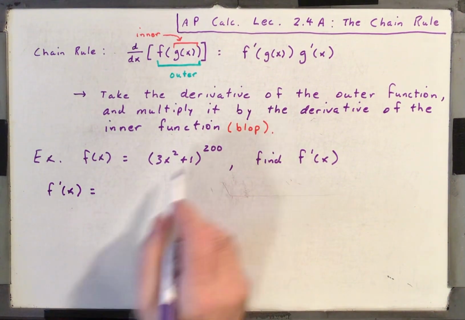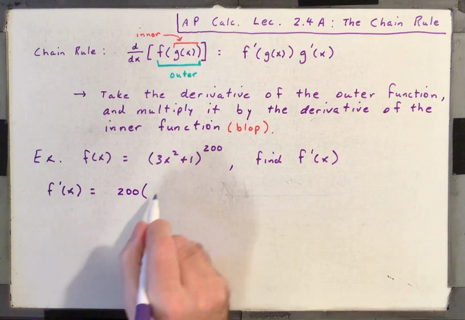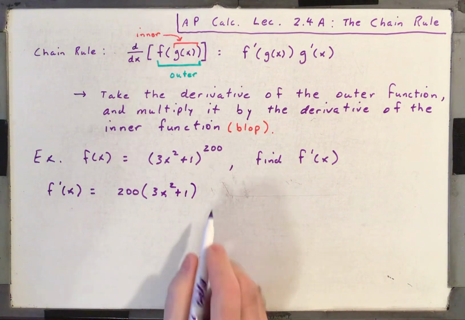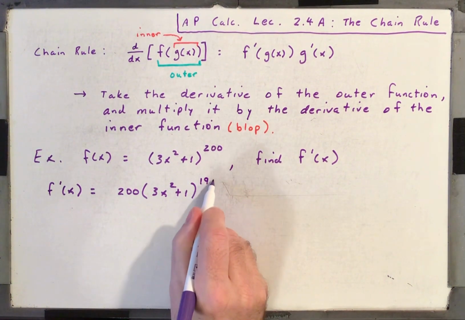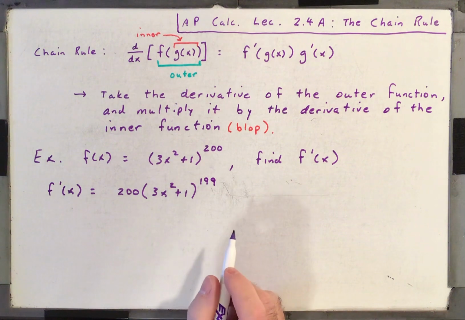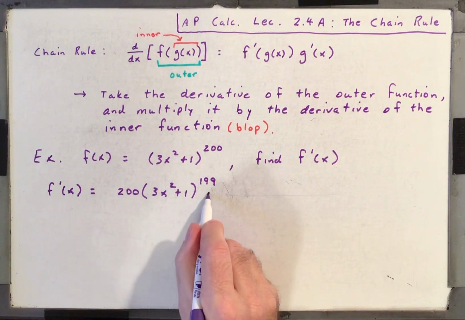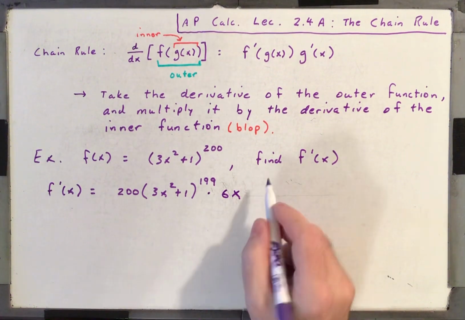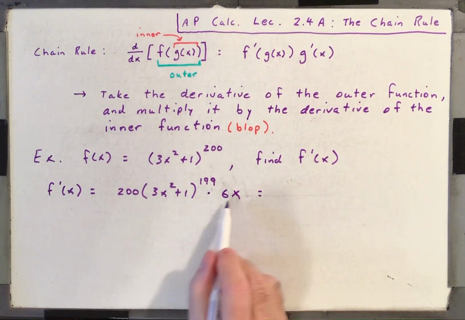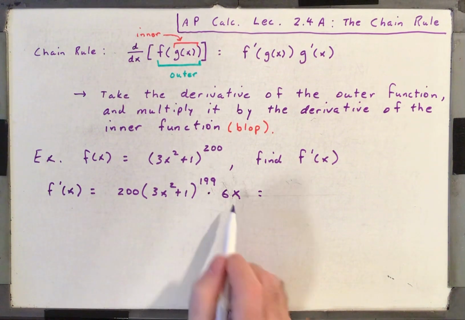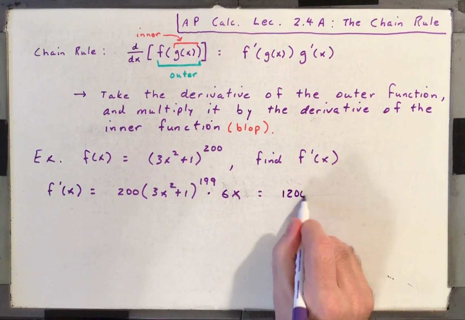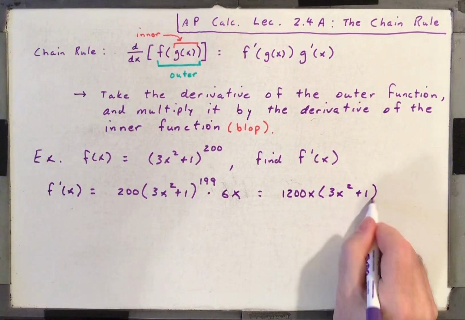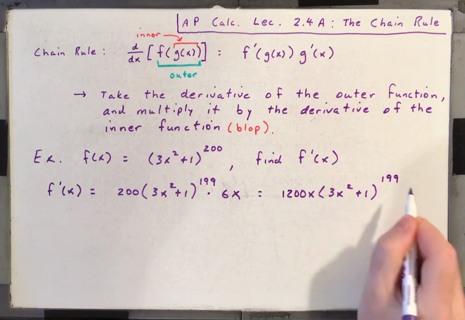We're going to bring that 200 out front times the inner function, 3x squared plus 1. Subtract 1, so it's to the 199th power. And then multiply that by the derivative of the blop, the inner function, which is just 6x. And really, that's it. I do expect you to clean it up a little bit, so let's multiply the 200 times the 6x. So that'd be 1200x times 3x squared plus 1 to the 199th power.